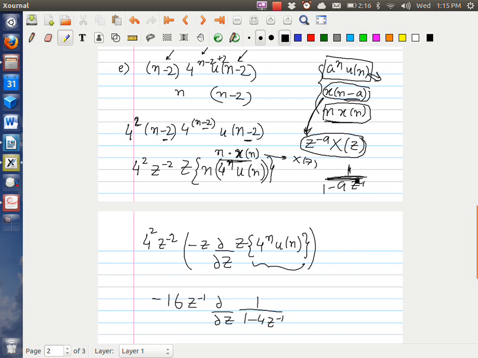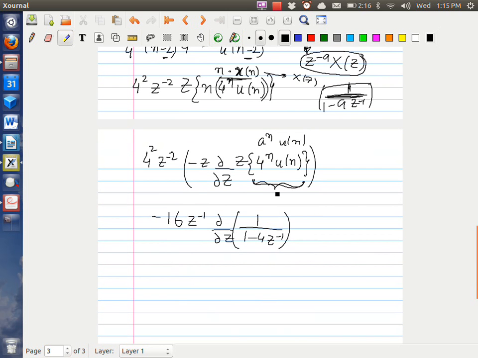So again, there won't be a formula sheet on the exam. You have to remember at least the basic ones like these. And that's what you have here for this guy, a to the n u of n. You get this. And then the ROC. So from here, like here we know the ROC is supposed to be mod z more than magnitude of 4, which is simply this. And the derivative has no effect on the ROC. Whatever is the ROC, that's going to stay the same.